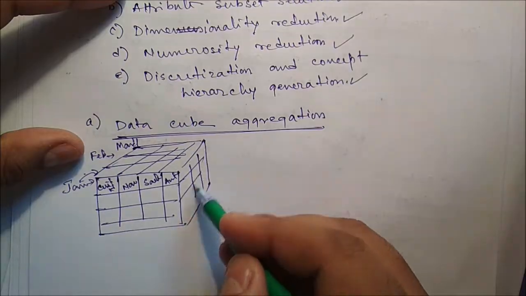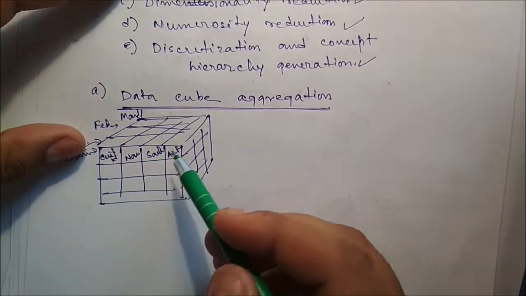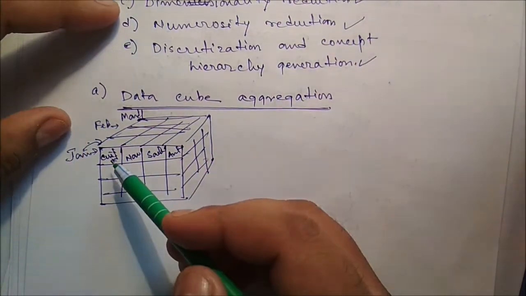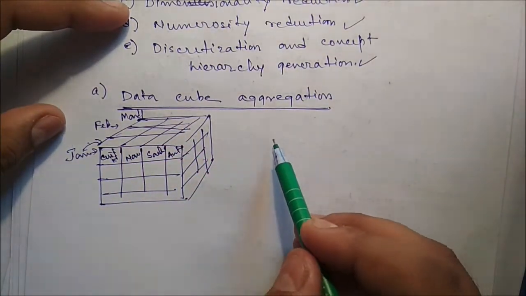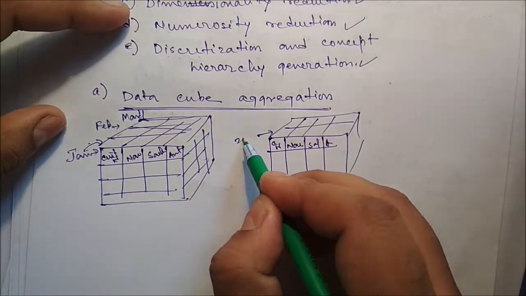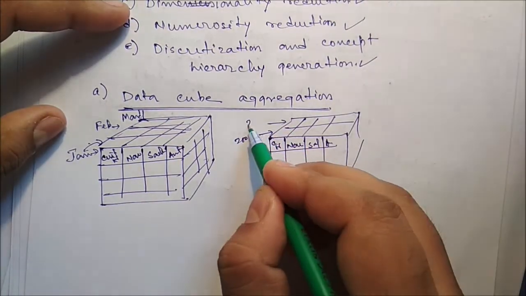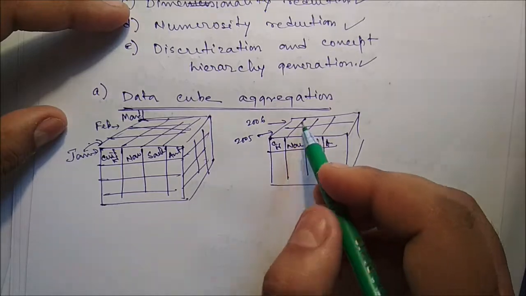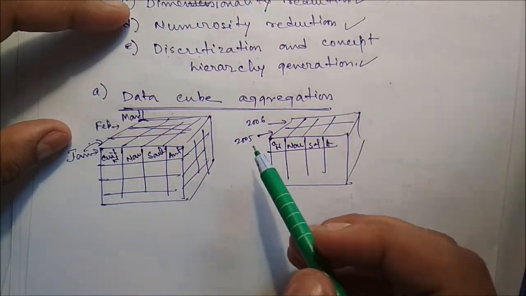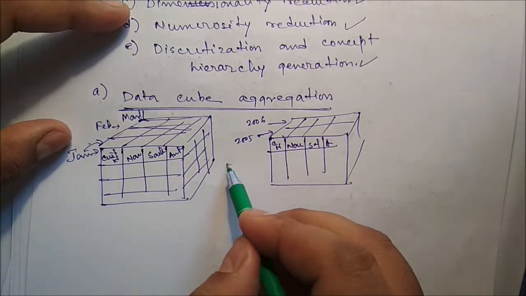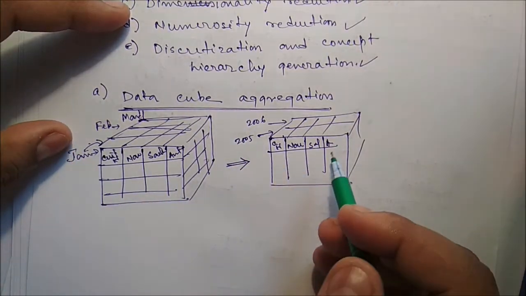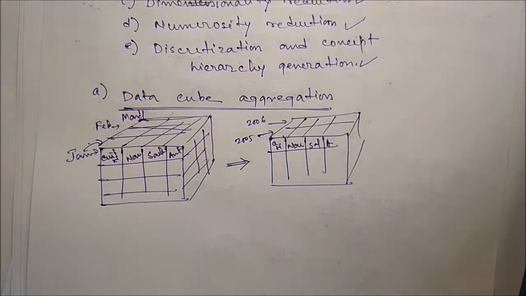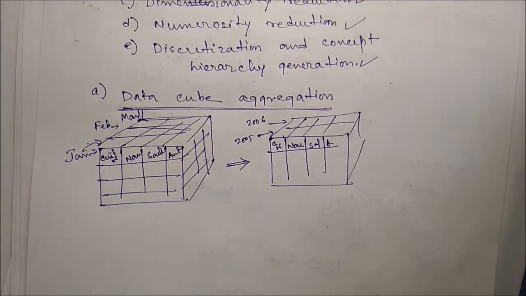So the question is, can you aggregate all these things? Can you summarize this? Instead of storing month wise, can you store year wise? Suppose we store year wise: 2005 data, here say 2006 data. That means instead of storing month wise, we store year wise. So here we apply the aggregation. If you apply this aggregation, we can reduce the data size and efficiently implement the data mining algorithms.